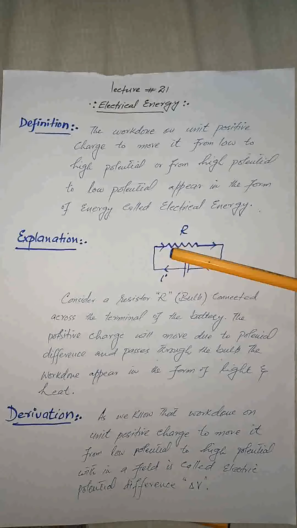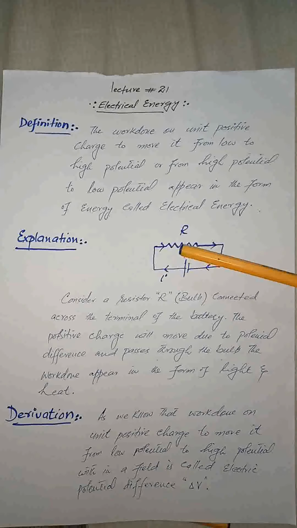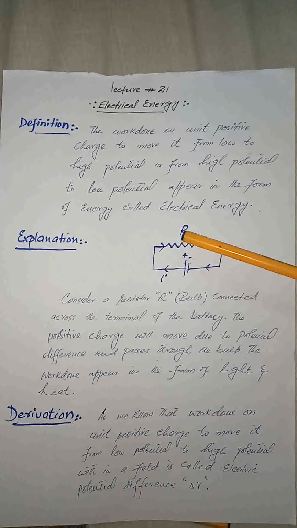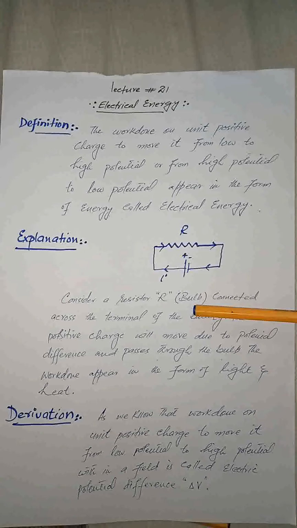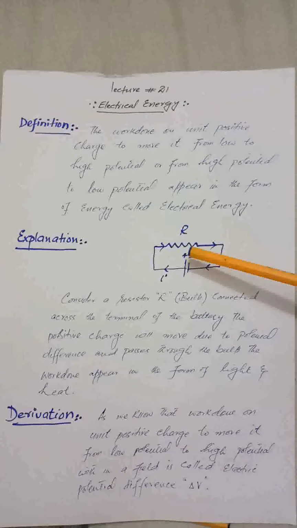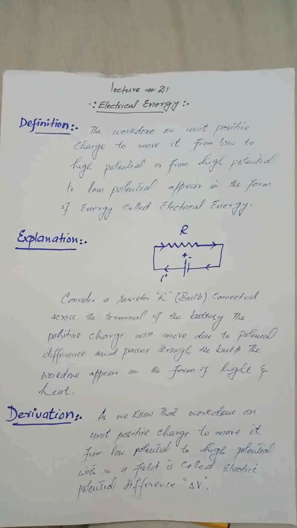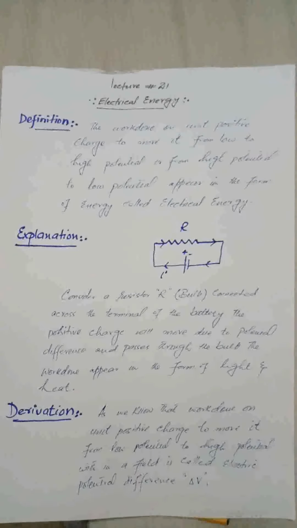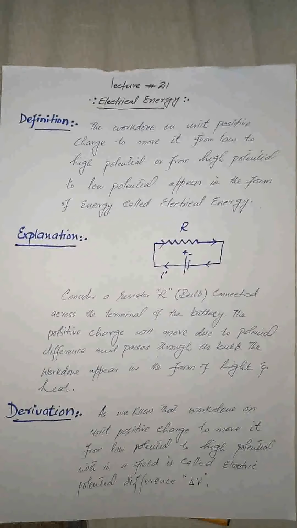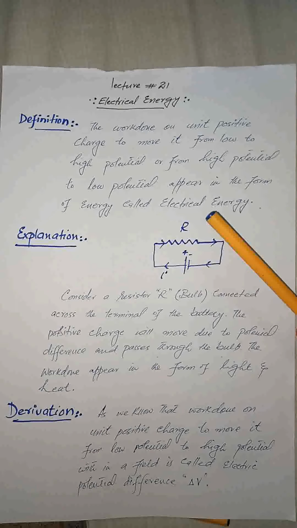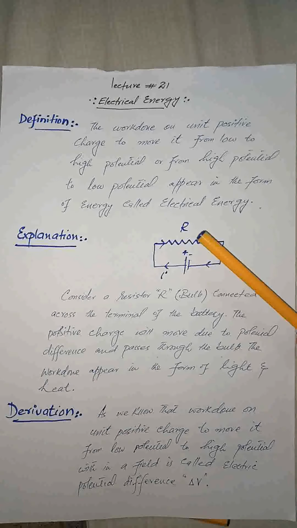When this charge is passing through this resistor, it collides with the atoms of the resistor, and during collision it loses energy, and this energy appears in the form of heat, and light if the resistor is a bulb. As this energy appeared due to the electrical current, that's why it is called electrical energy.